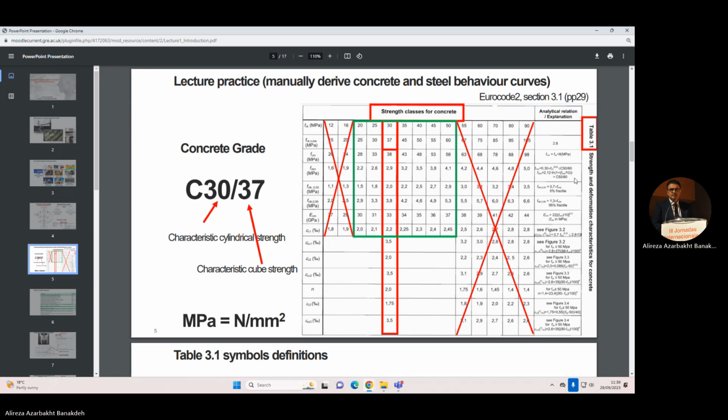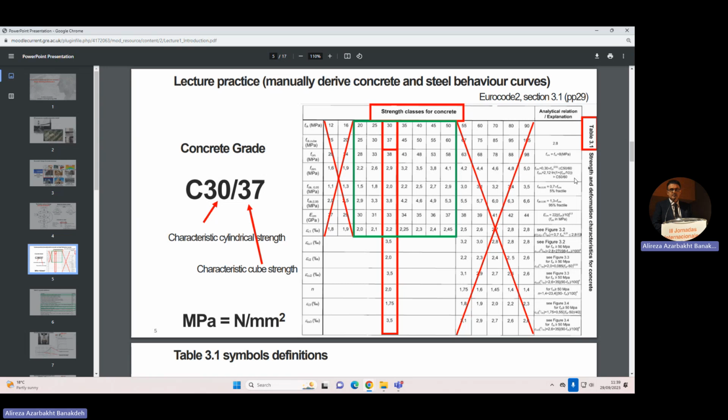Again, we have too many effects here. We have everything here, but don't worry. This is Table 3.1, page 29 from Eurocode. Eurocode is already on the Moodle. When you go home, just download it and check it if I'm wrong. You should see this table on page 29. This is the same table we worked with last year in structural design.